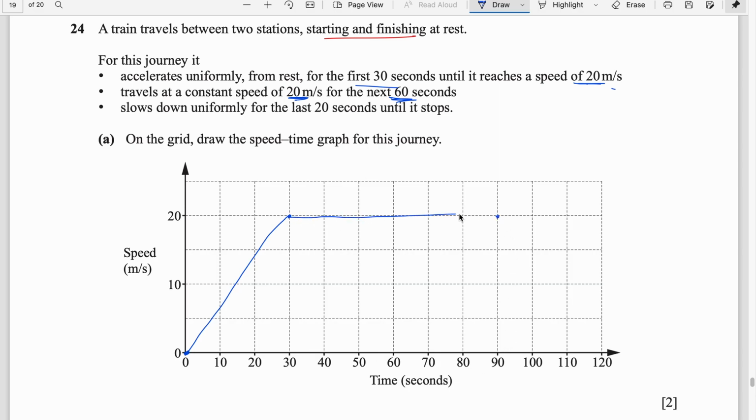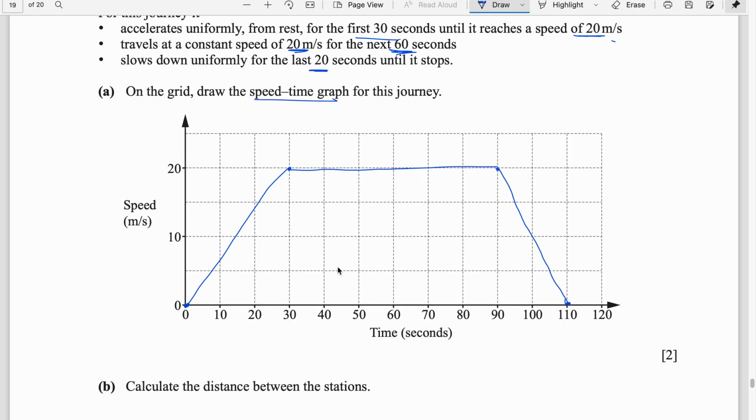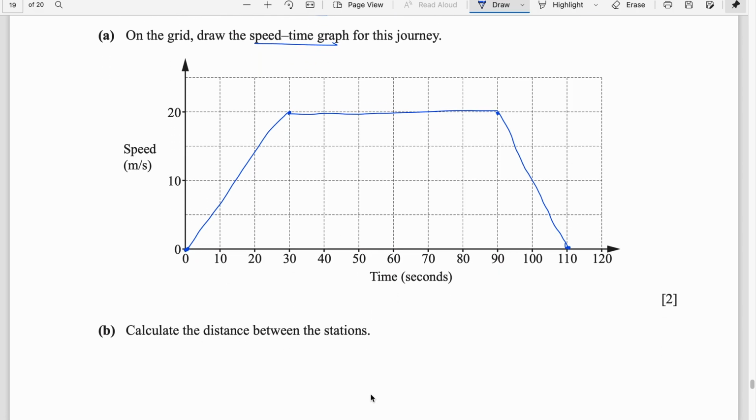It reaches a time of 90 and slows down uniformly in the last 20 seconds. So 90 plus 20 is 110, and it slows down to come to rest at 110. On the grid, draw the speed time graph, done. Calculate the distance between the two stations.